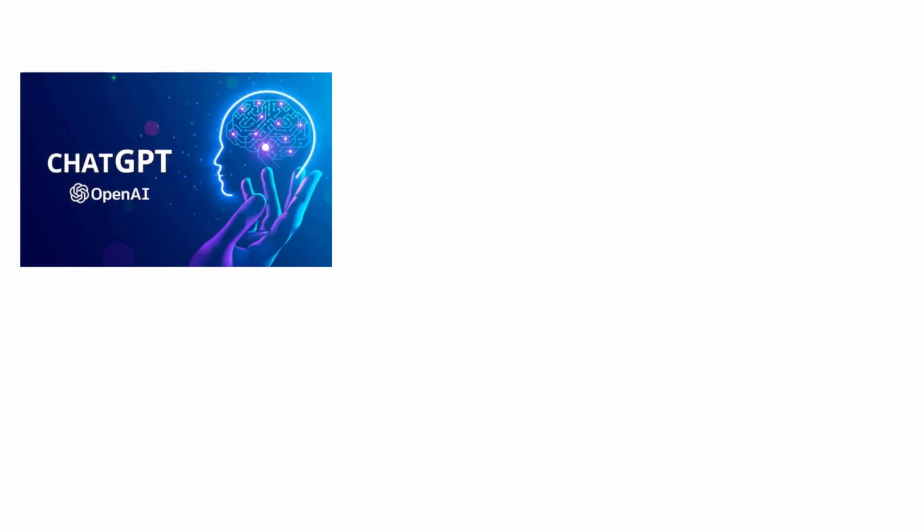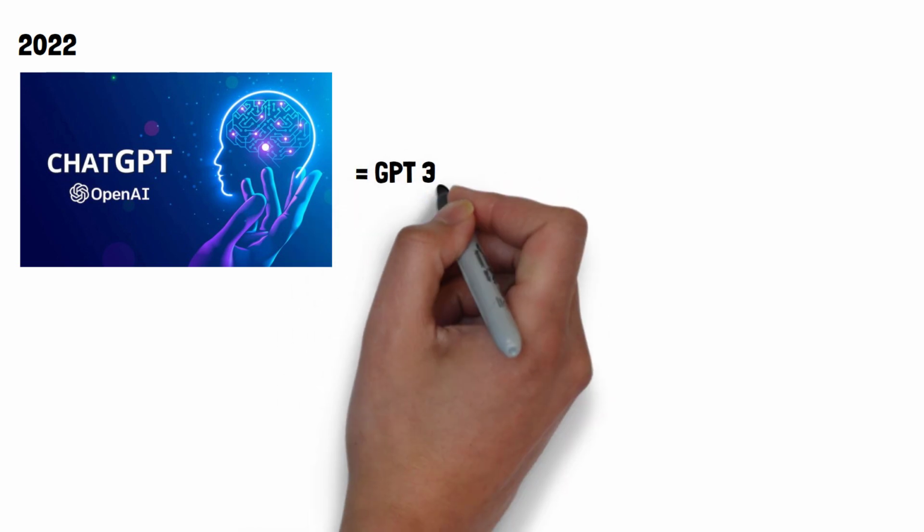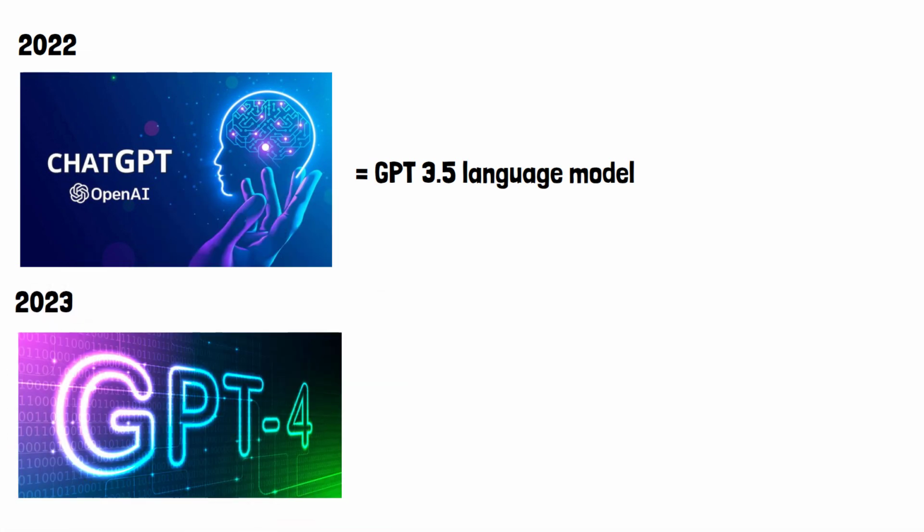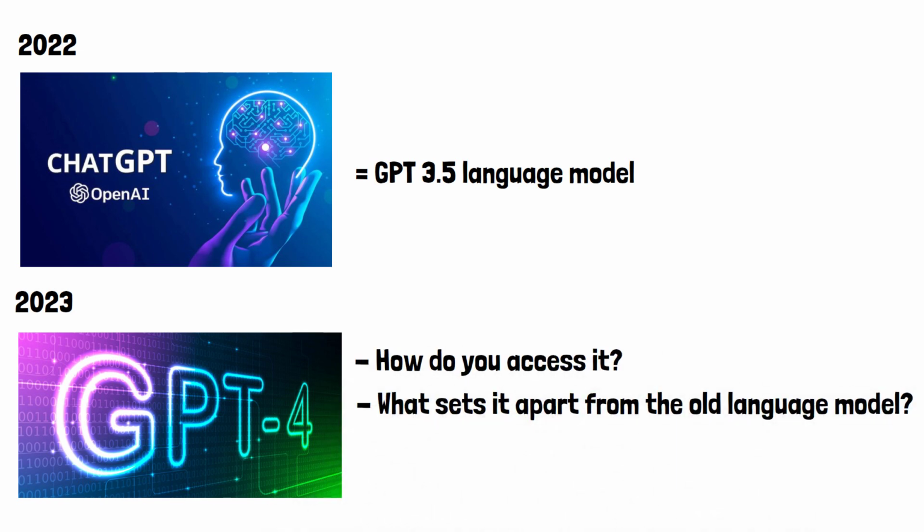Last year, OpenAI provided access to the public for its AI chatbot called ChatGPT. This was based on the GPT 3.5 language model. As of this week, ChatGPT is now using the GPT-4 language model for premium subscribers. In this video, we'll have a look at how you can get access to it, what sets it apart from the old language model, and what new things it can do.